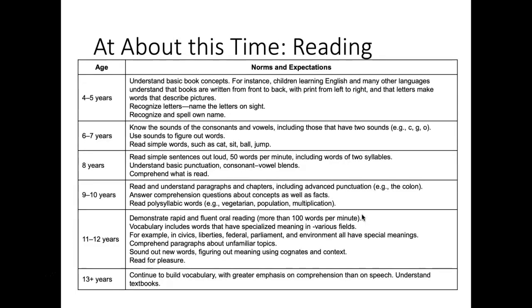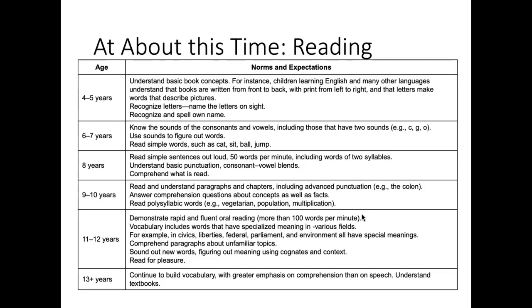So in reading at about this time, 4 to 5 years old, children understand basic book concepts. For instance, a child learning English and many other languages can understand that books are written from front to back, with print from left to right, and that letters make words that describe pictures. By 4 to 5 years old, they can also recognize letters. Usually their name are the letters they recognize on sight first. They can recognize and spell their own name, usually by 4 to 5 years old.